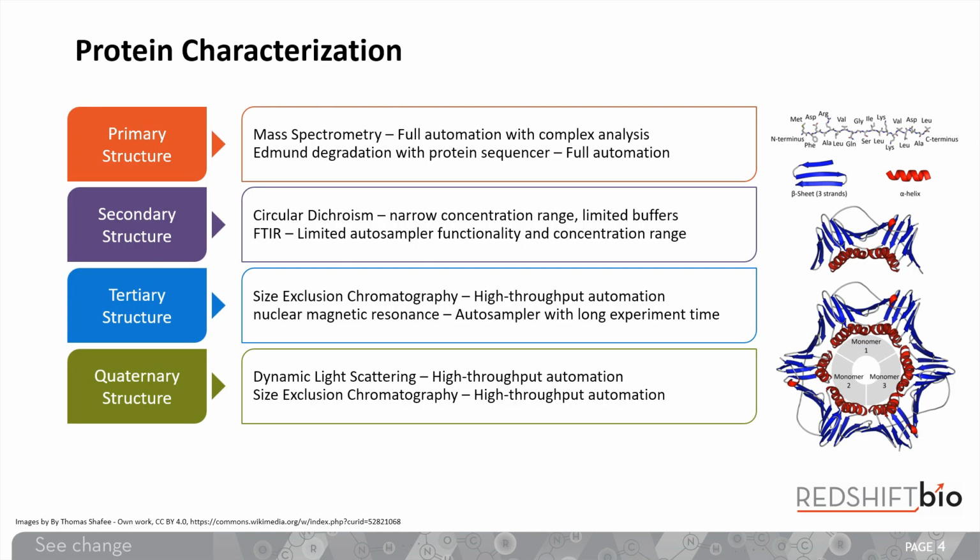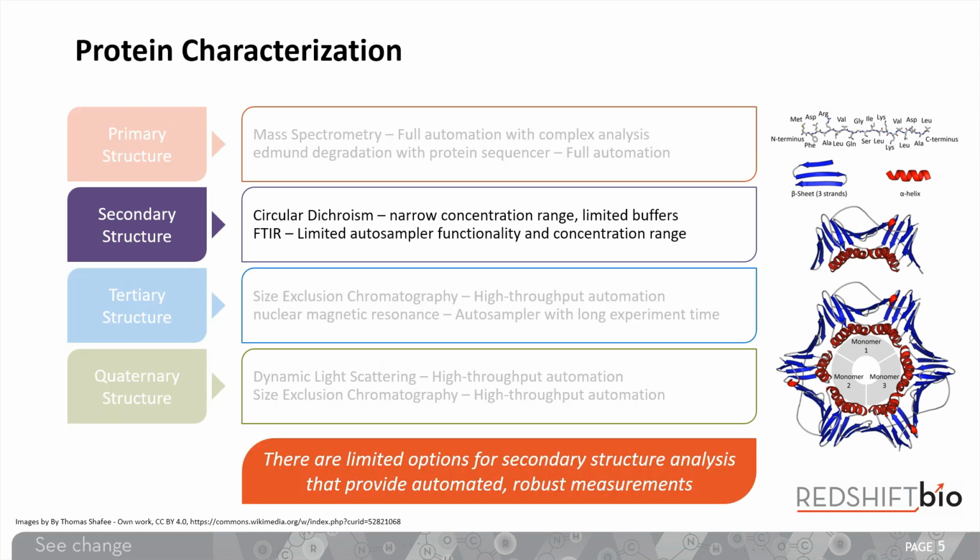So if we break down protein characterization into the four areas of protein structure, we can see that we have a wide and diverse array of tools available to us for characterizing proteins. In relation to protein primary structure, mass spectrometry offers a high throughput technique that allows us to characterize the mass of proteins very rapidly. In terms of tertiary structure, size exclusion chromatography allows us to calculate the molecular weight of our proteins in a very high throughput fashion. Quaternary structure can easily be calculated using techniques like dynamic light scattering, and these techniques are also very high throughput. The issue, however, is in relation to secondary structure.